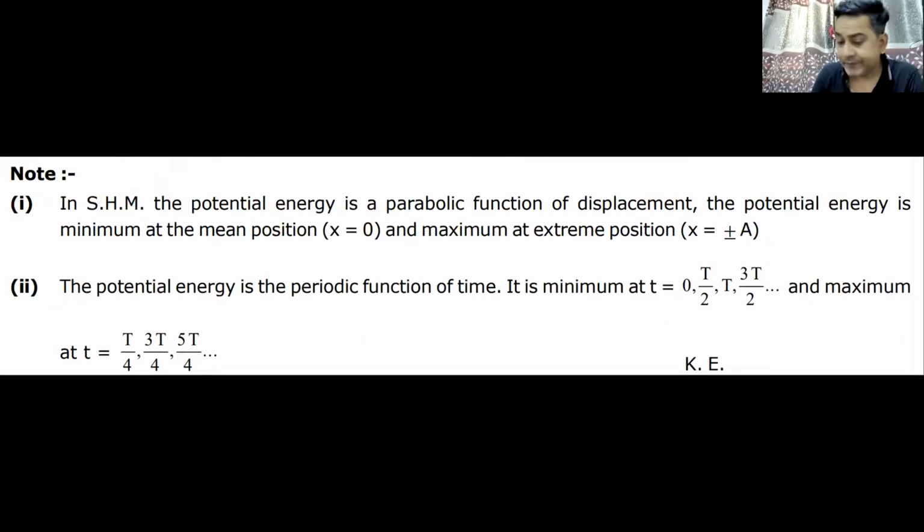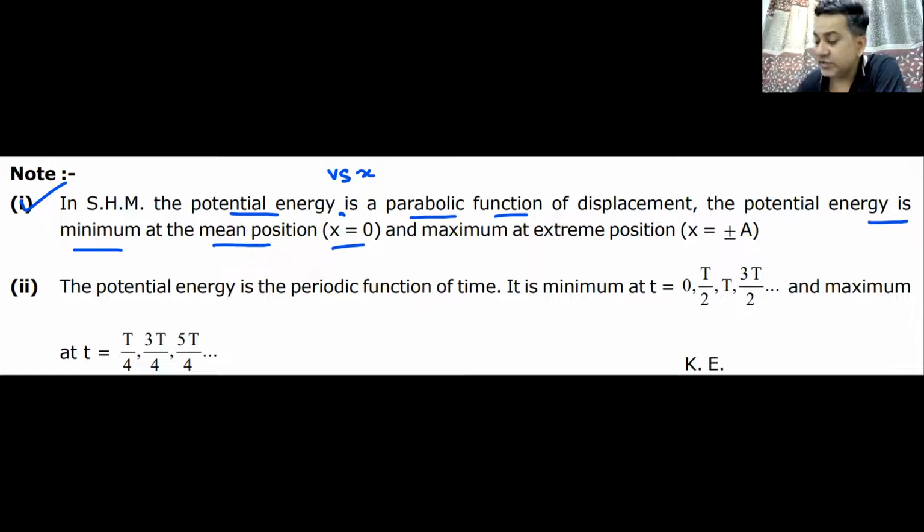Well done. Now, these are the 2 points that you must note. That is very evident from the graph. In SHM, the potential energy versus displacement graph is a parabolic function. The potential energy is minimum at the mean position and maximum at the extreme position. It's a periodic function. The time period is half.